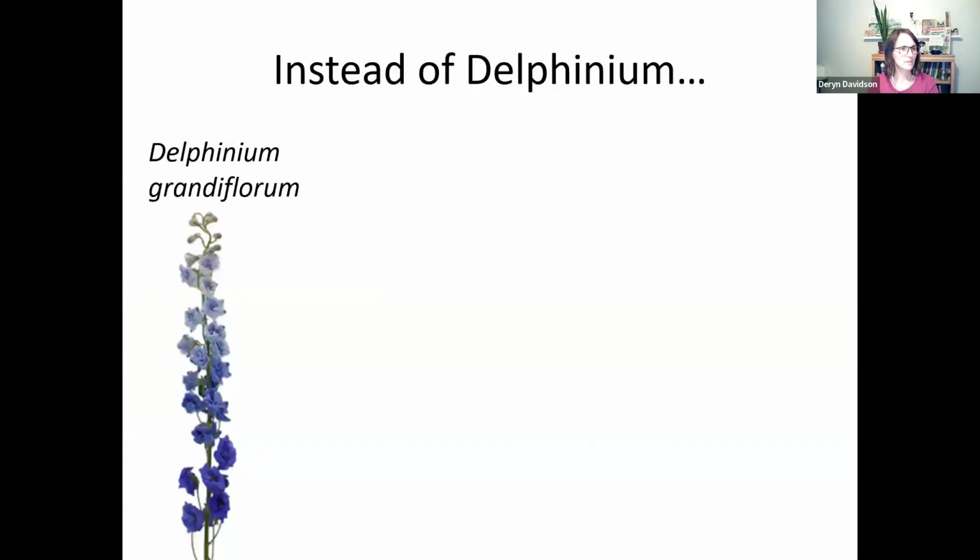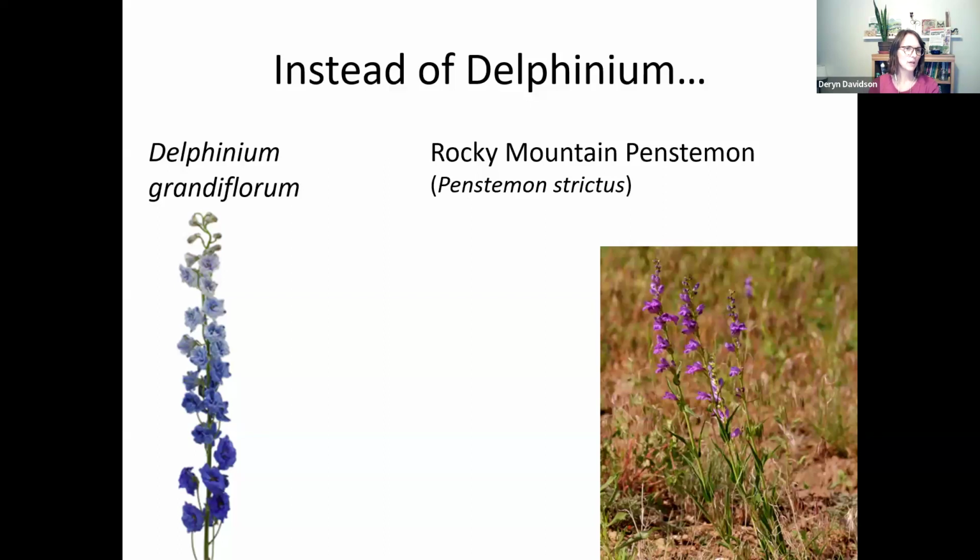Instead of delphinium, which is lovely, more often than not I see them lodging. They get really tall with those really heavy flowers, and then they flop over and people have to corral them in and hold them up. So Rocky Mountain penstemon, or Penstemon strictus, is a great alternative. It doesn't lodge, which is what it's called when plants flop over. These ones do not lodge.